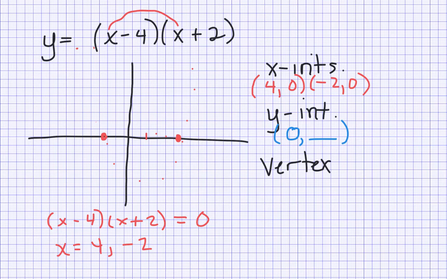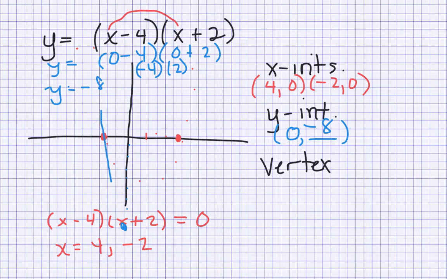If x is 0, then y equals 0 minus 4 times 0 plus 2. I could plug anything in for x, but I want to know what happens when x is 0. 0 minus 4 is negative 4, and 0 plus 2 is 2. So if I multiply those together, I get y equals negative 8. That means my y-intercept is 0, negative 8. So 1, 2, 3, 4, 5, 6, 7, 8. Down here somewhere is my y-intercept. So the parabola is going to go down like that, and somewhere it's going to turn and come back up.